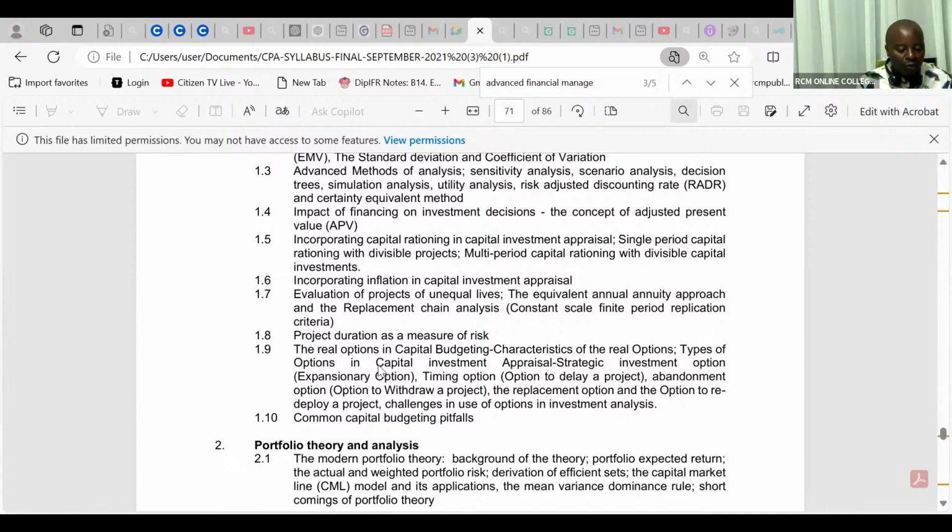And then we have what we call real options. With the real options, we shall be able to look at the option to delay a project, the abandonment option, the option to withdraw a project, the replacement option, and the option to redeploy a project. Challenges in use of options in investment analysis. Common capital budgeting pitfalls. As we shall be seeing, ladies and gentlemen, an option is a financial instrument which gives the holder the right, but not an obligation, to procure a certain quantity of a commodity at a certain price. Options are great.